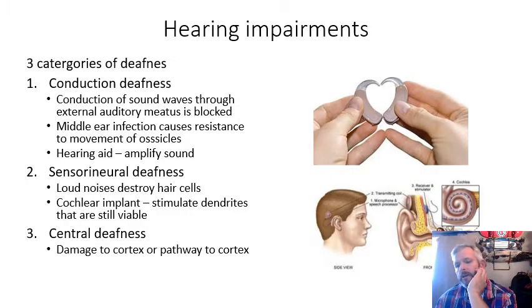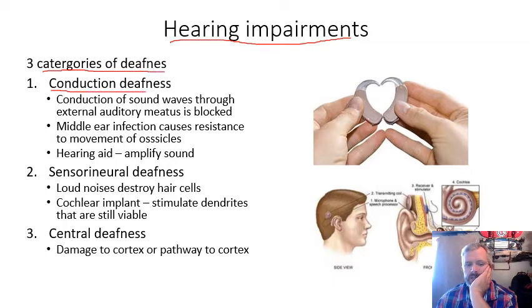So how can hearing be affected? What locations can we get damage to, so we get loss of hearing? We have three categories of deafness. We can have dysfunctions in conducting the sound waves, sensorineural, being the sensation, mainly through those hair cells being damaged, or we can have central deafness. Okay, part of the central nervous system is being damaged to cause the loss of hearing.